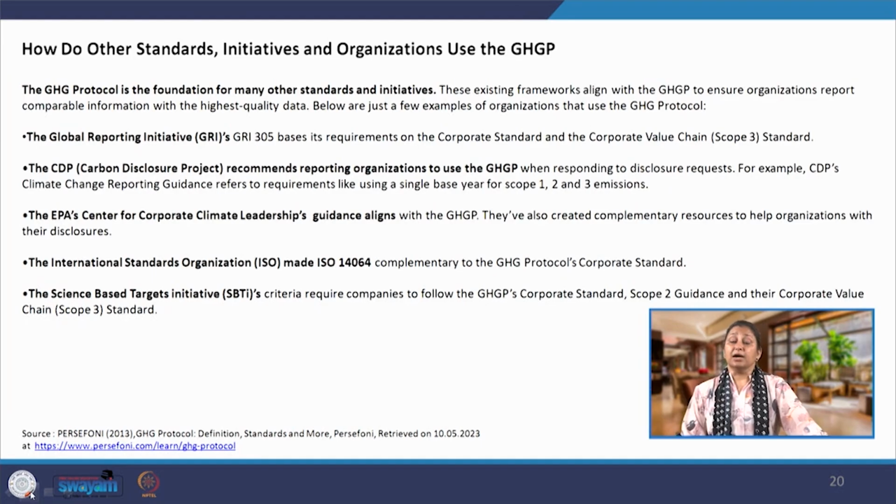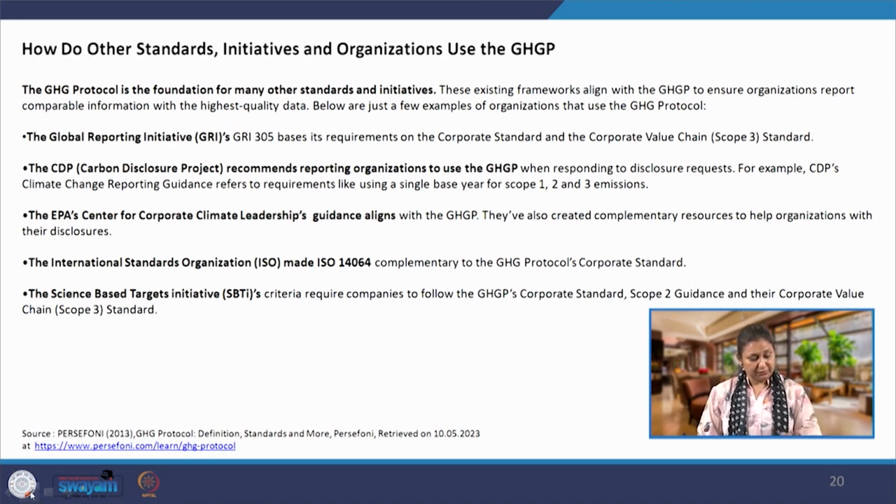Now, there are other standards which we had talked about initially also, which are similar to the use of the greenhouse gas protocol, and which help us in GHG accounting. As I had clearly mentioned, we have the CDP, the Carbon Disclosure Project, which recommends reporting organizations to use the GHGP when responding to disclosure requests.